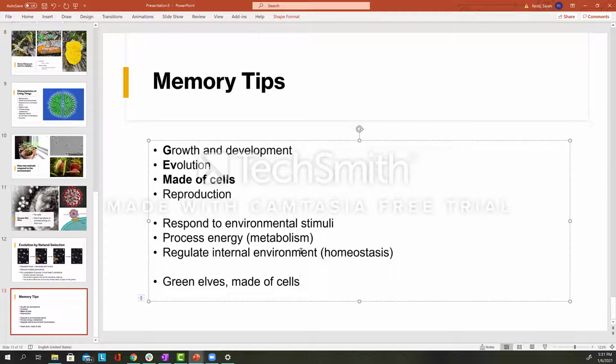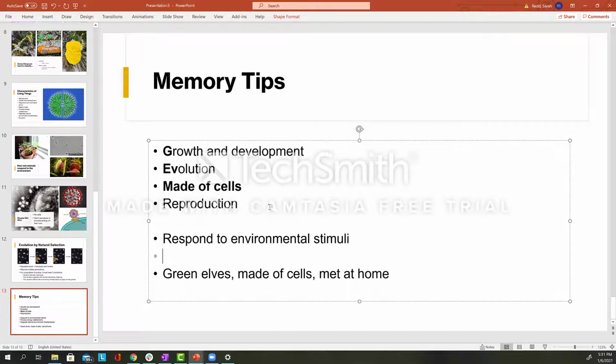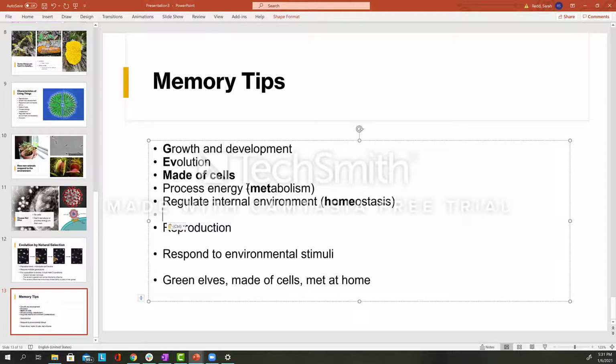Then I said, okay, I don't want to have quite so many R's. So what about regulate internal environment? Maybe I'll use home in homeostasis instead to remember that, because home is a nice word. And for processing energy, I already had an E in there, so I decided to use met. So I said green elves made of cells met at home, to remember metabolism and homeostasis. So putting those in order: green elves made of cells met at home.